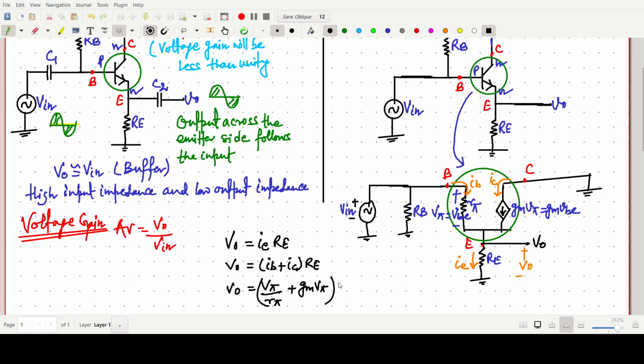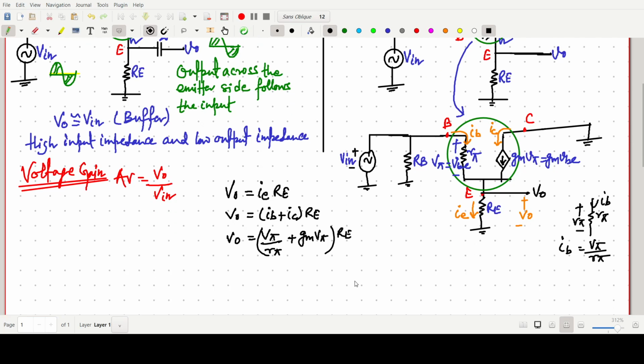It is very simple. In my earlier videos, I have covered this one so many times. Here this resistance is r pi. Some current ib is flowing, and this potential is v pi. So the current ib will be the potential across this resistor by r pi. Okay. Now this ic is the current source, so gm v pi. So we can write like this. Very simple calculation, but you have to practice.